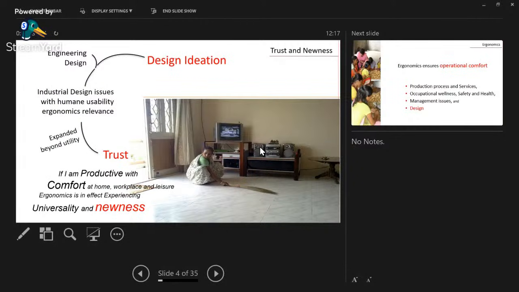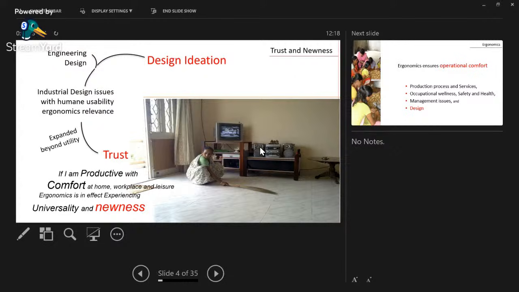Now you can see that design ideation has the base of engineering design, while industrial design deals with human usability, ergonomics, and relevance. It establishes a trust. While operating or using a product, I should feel trust in it. It should give me all types of comfort as well as productivity. And obviously, it should not be time consuming.